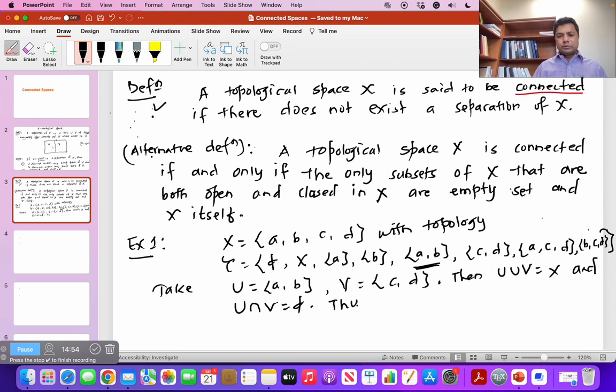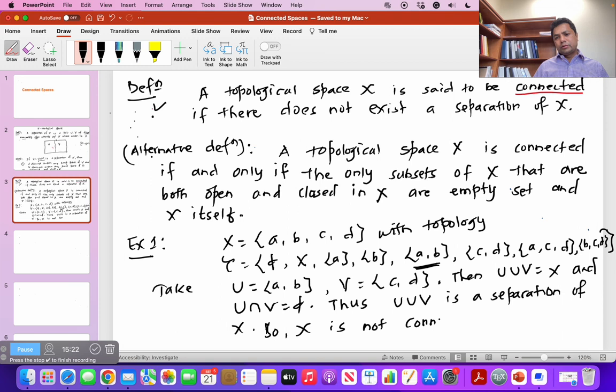Thus U union V is a separation of X. Since there is a separation of X, X is not connected. So here I gave you one example of a separation and also a topological space which is not connected.